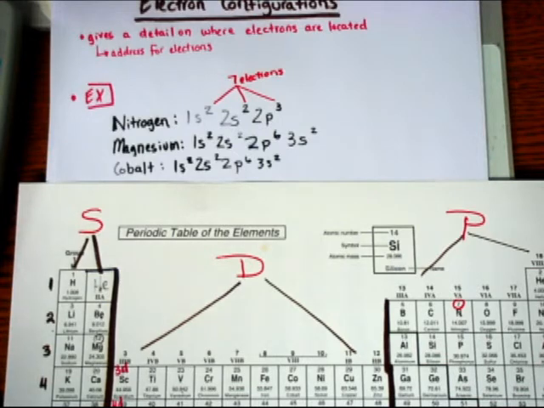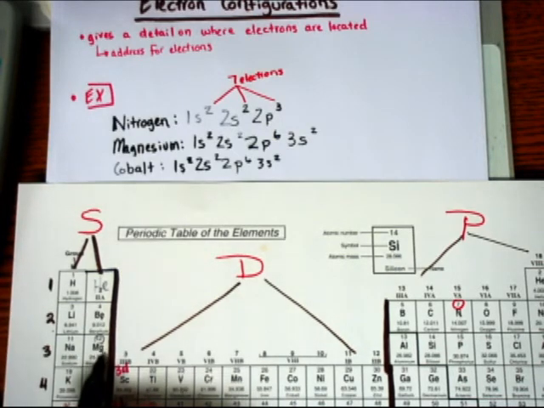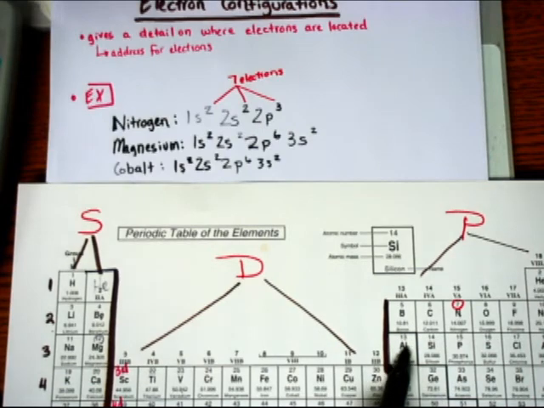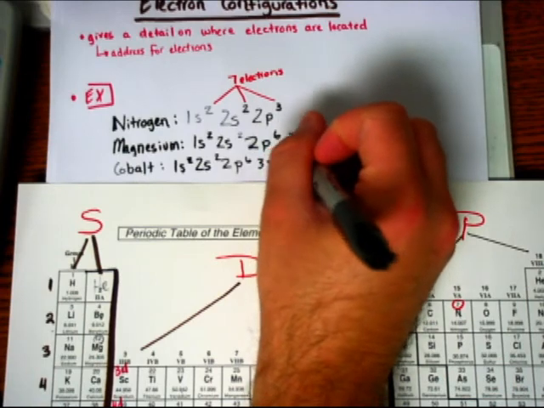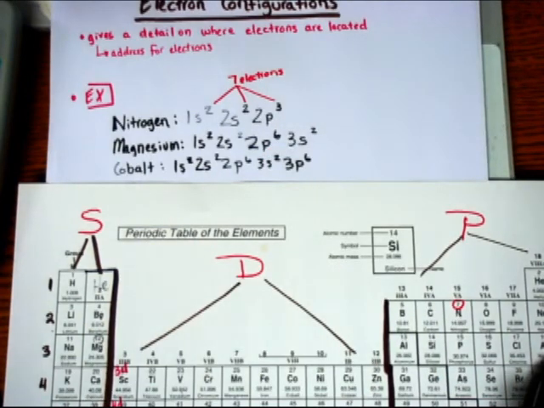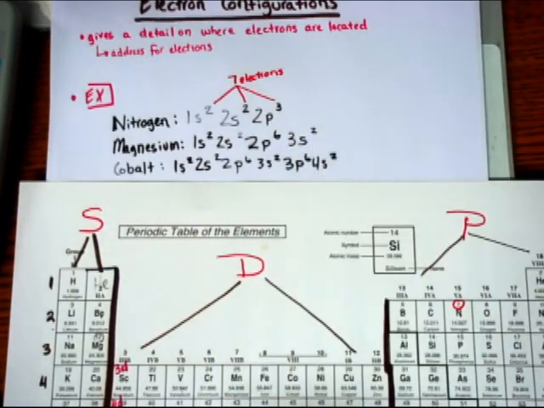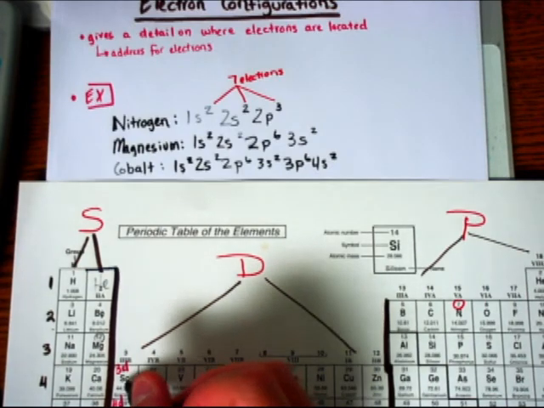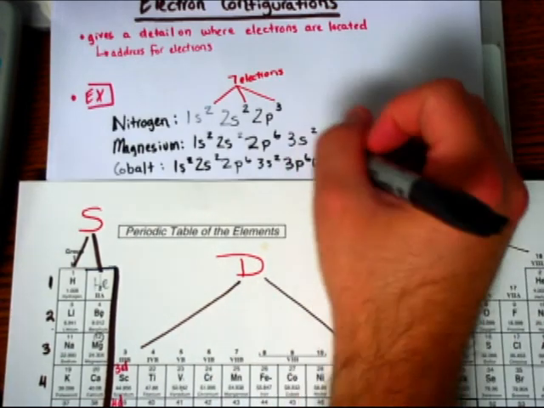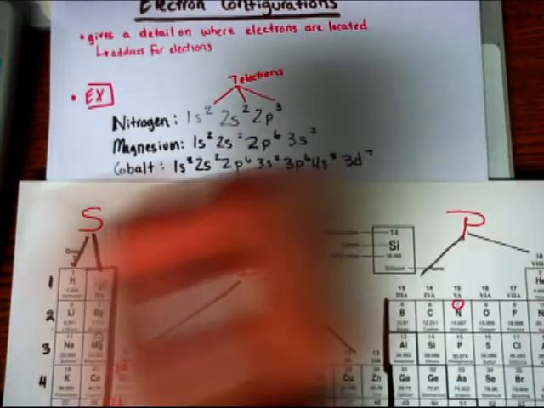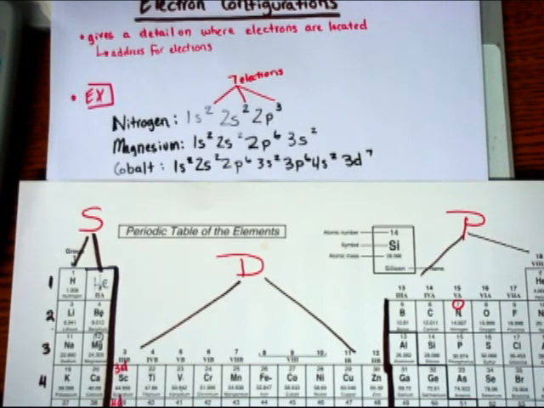After 3s2, what would come after that? 3p. I need all 6 of them, don't I? So 3p6. What's after 3p6? 4s. Yeah, need both of those, right? 4s2. And what's after that? 3d, and I need 1, 2, 3, 4, 5, 6, and 7, so 3d7. That right there is the address of all of the electrons. Count up your superscripts real quick. Do some mental math.